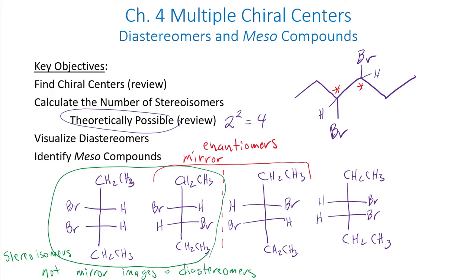It can have multiple diastereomers. If it's chiral, it always has an enantiomer. It may or may not have a diastereomer.